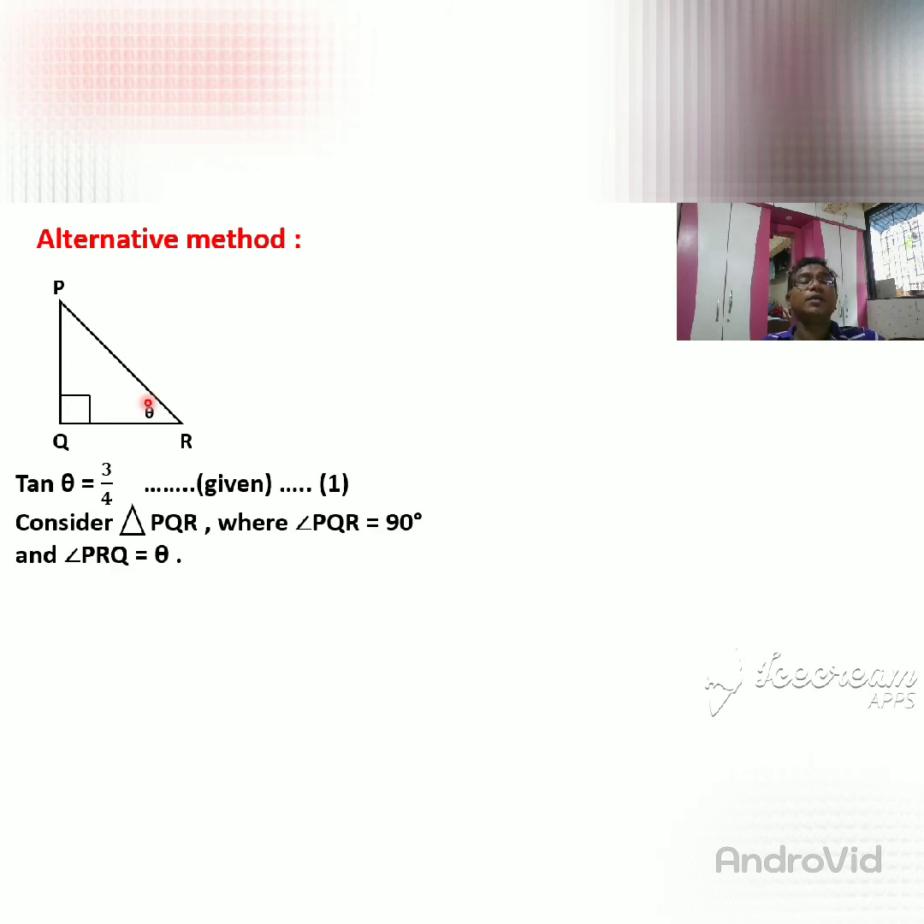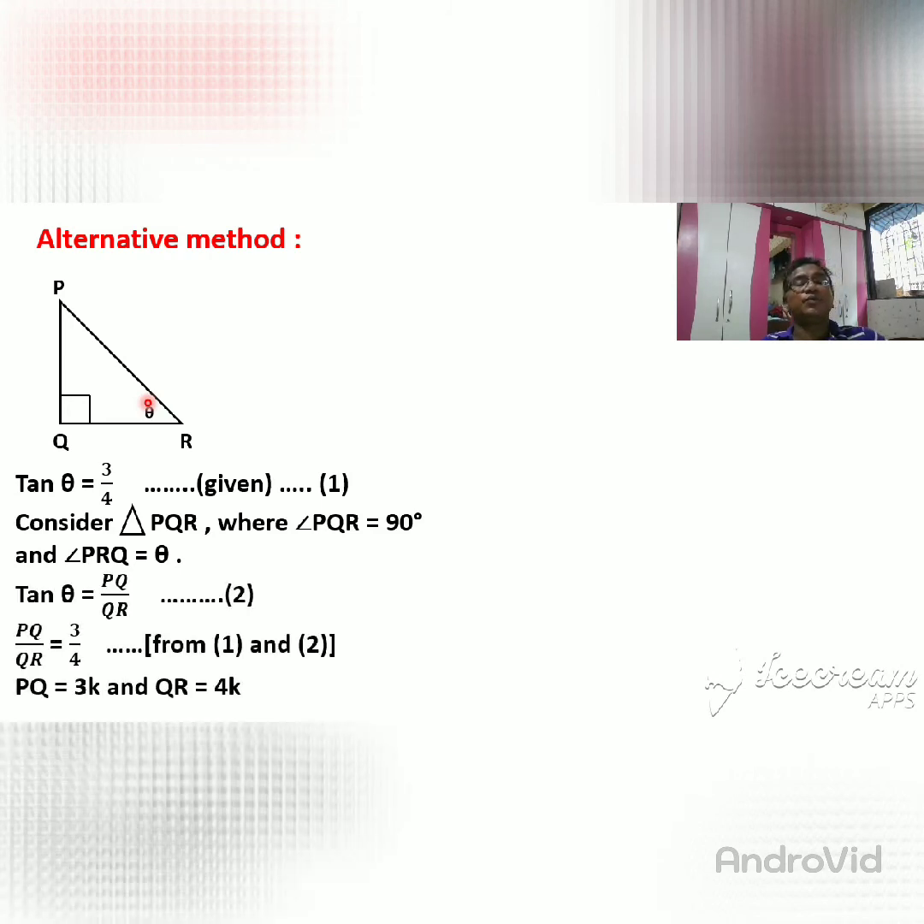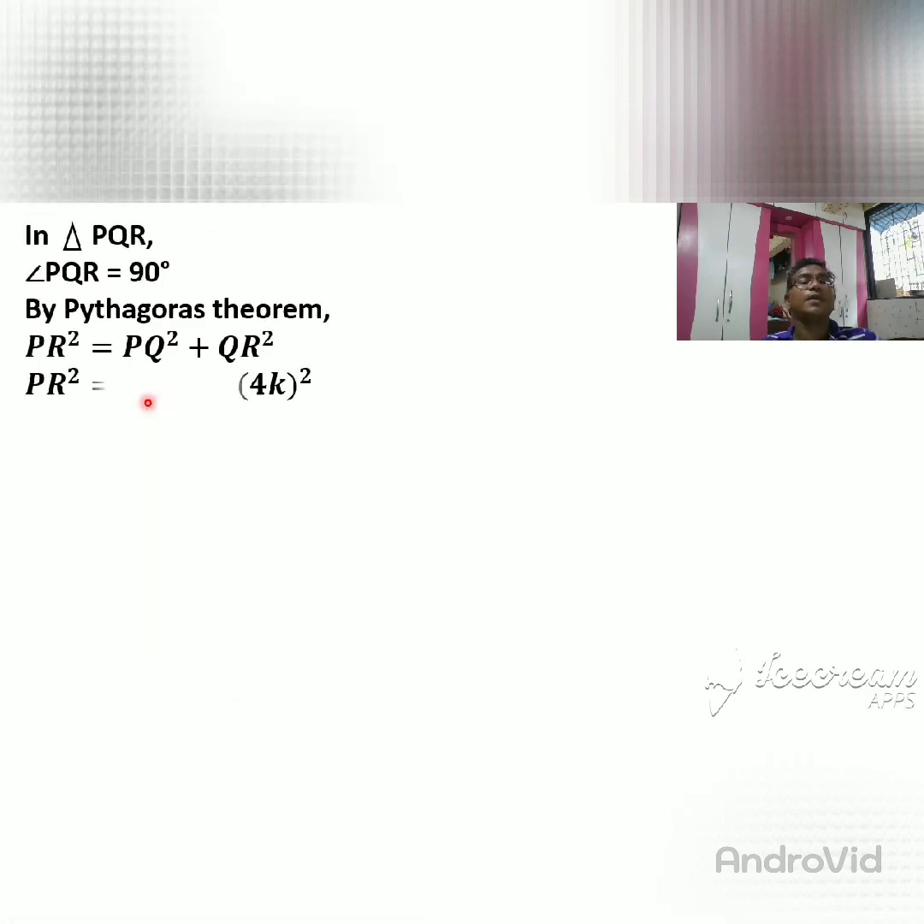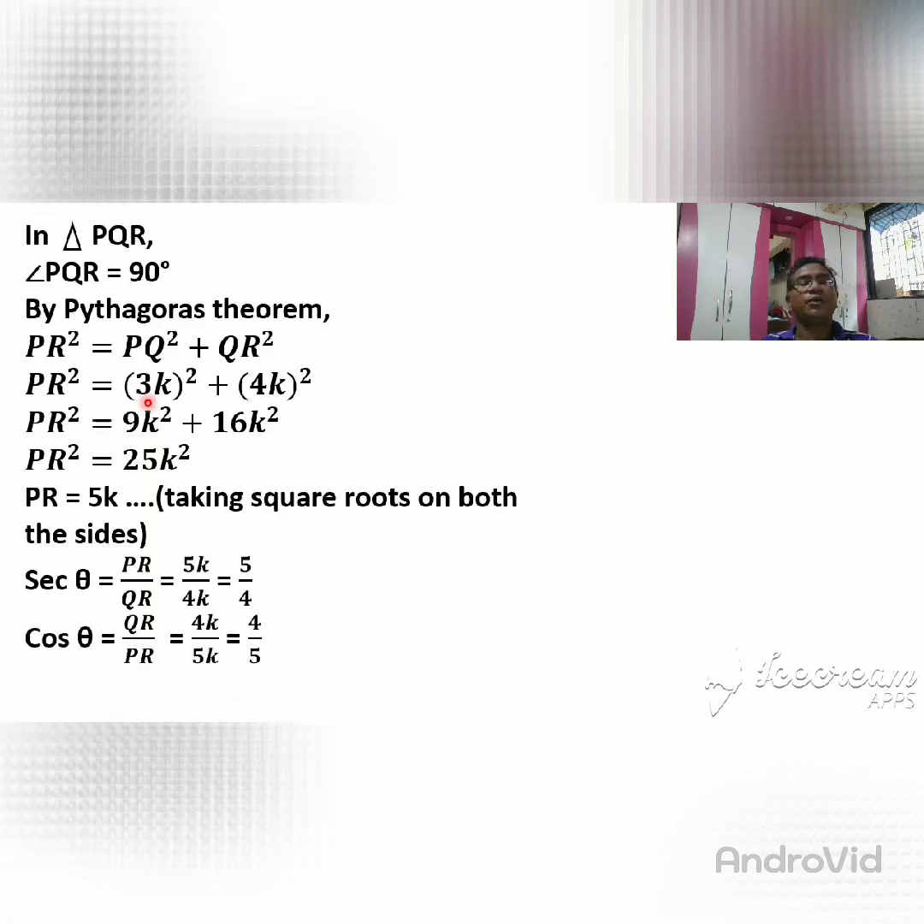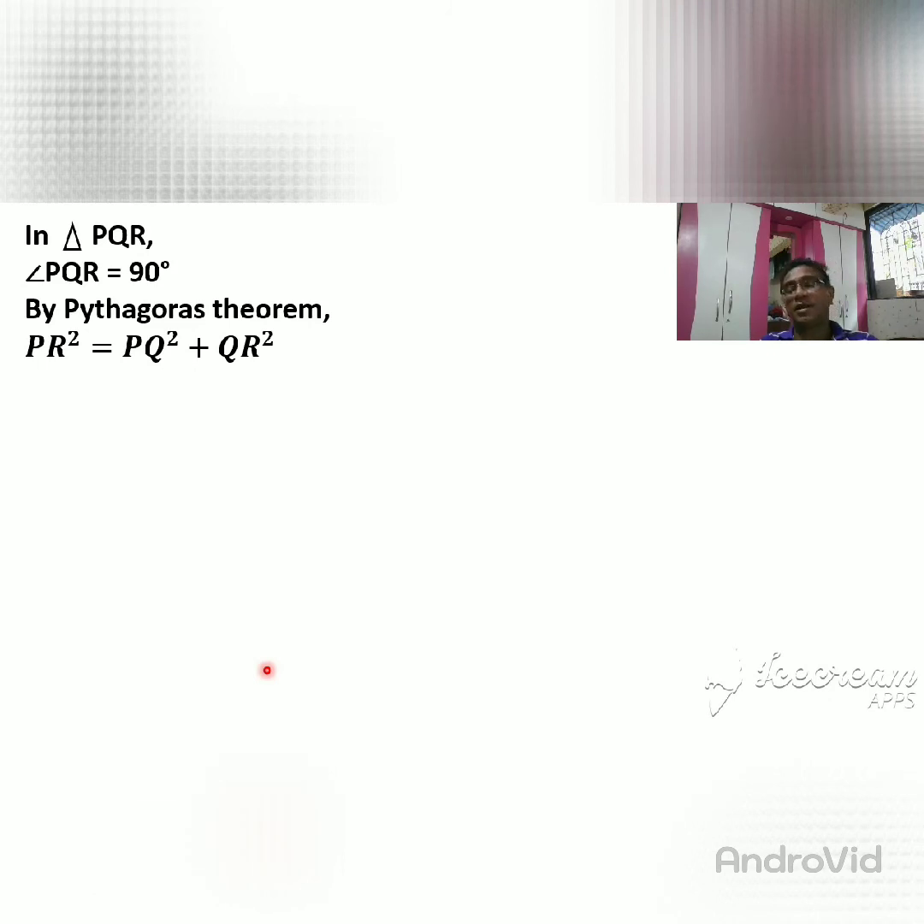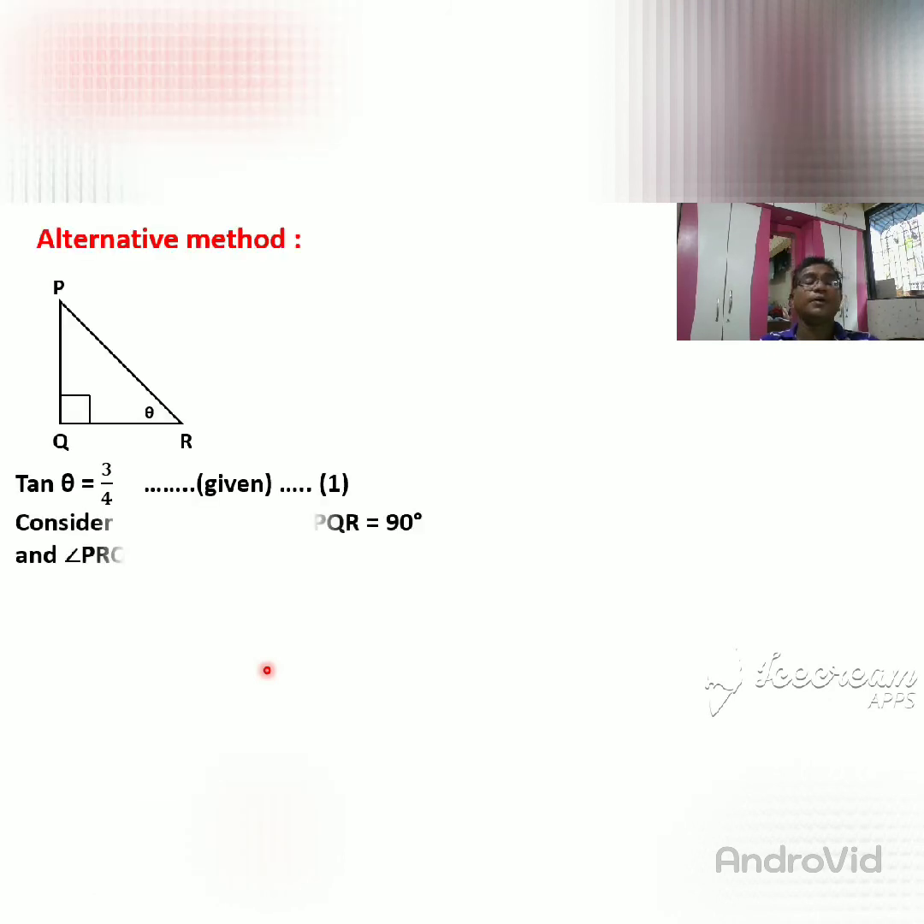Then we find the other one you want to find out, cos theta. Cos theta means adjacent divided by hypotenuse. Adjacent is 4 and hypotenuse is 5, so cos theta is 4 upon 5. If some of you don't understand, then I will go back again to show you. See here.